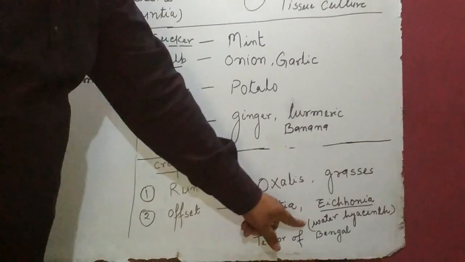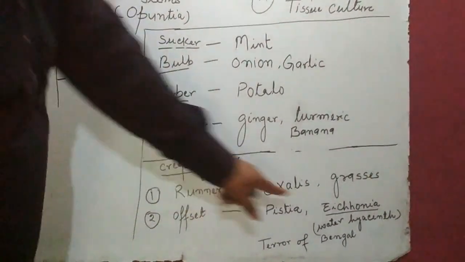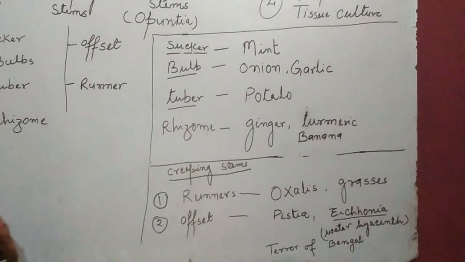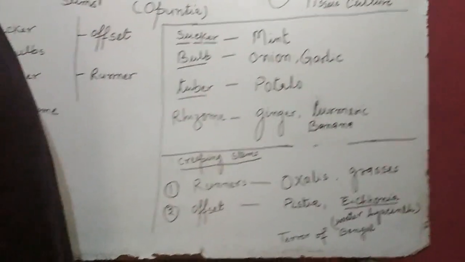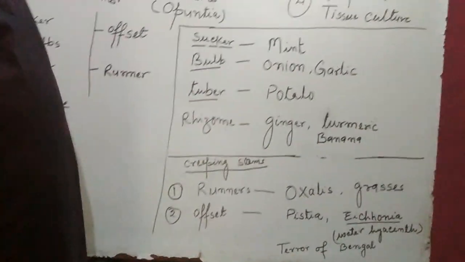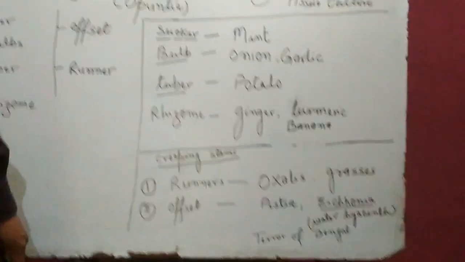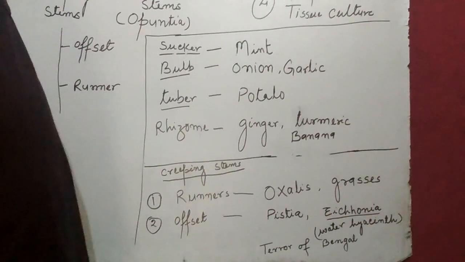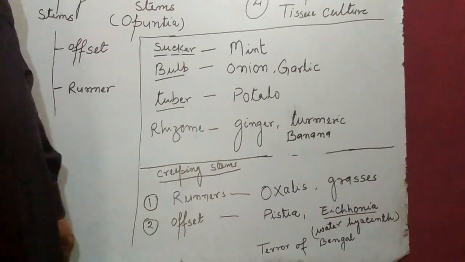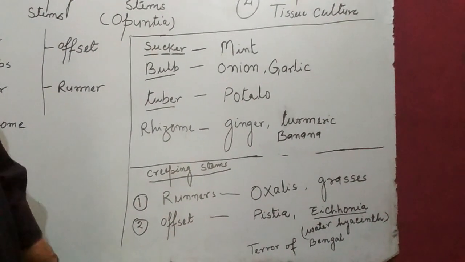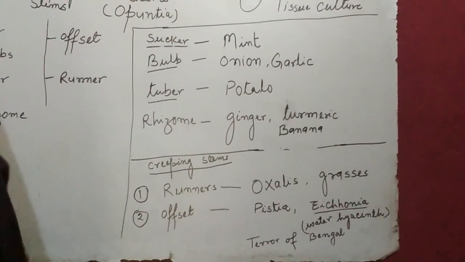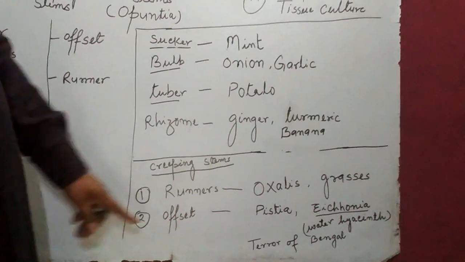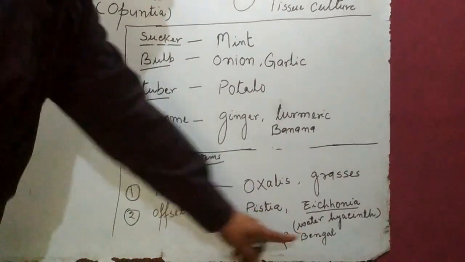Eichhornia is also known as the water hyacinth. Water hyacinth is also called the terror of Bengal because it is a foreign species. It came to India and grows on the water surface. It absorbs a large amount of nutrients and oxygen in the water, so aquatic animals cannot survive in that aquatic region. So it is called the terror of Bengal.